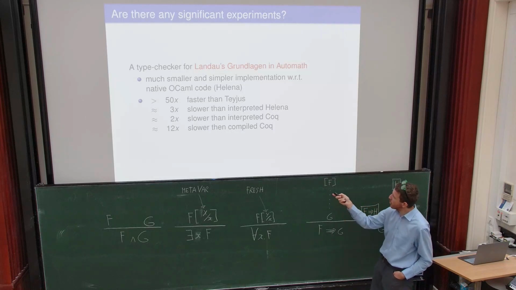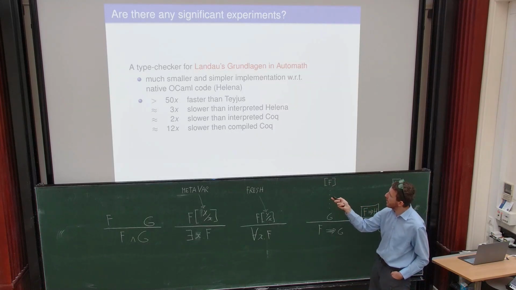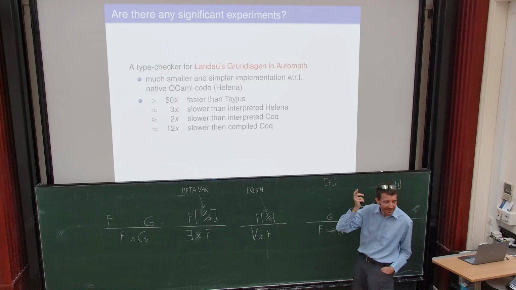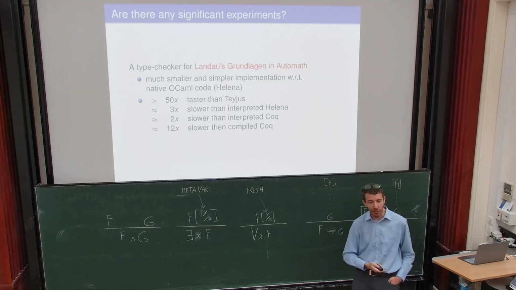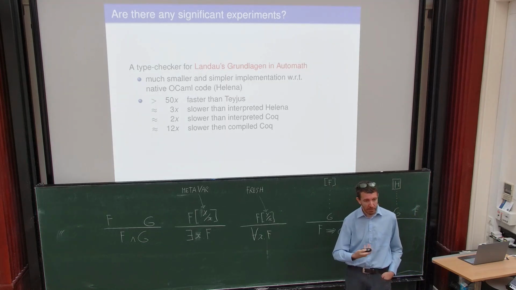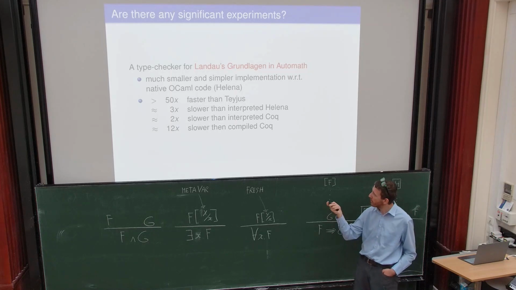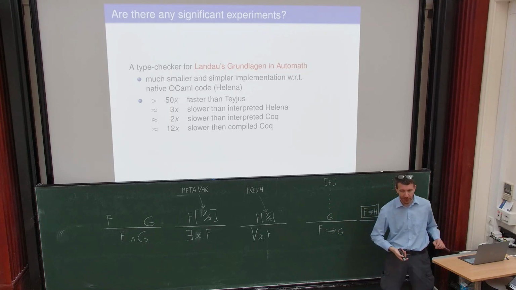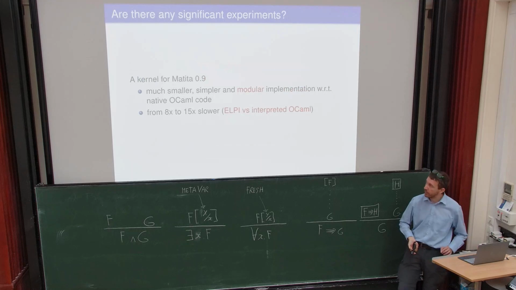What is Teyjus? And we are very much faster than Teyjus. Well, Teyjus is the official compiler for Lambda Prolog, a well-known compiler for Lambda Prolog. So we have a subset of Lambda Prolog, we are an interpreter, and we are 50 times faster than the compiler of Lambda Prolog. So this is sort of nice.